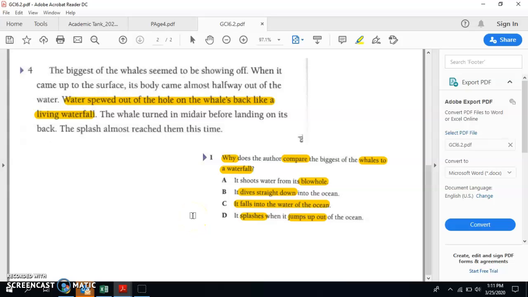Your job right now is on your slideshow. I want you to write down which answer is the best answer based off of my thinking and why.